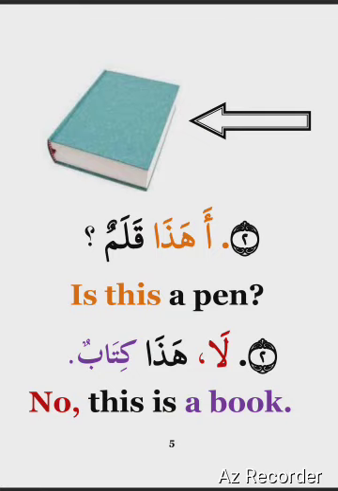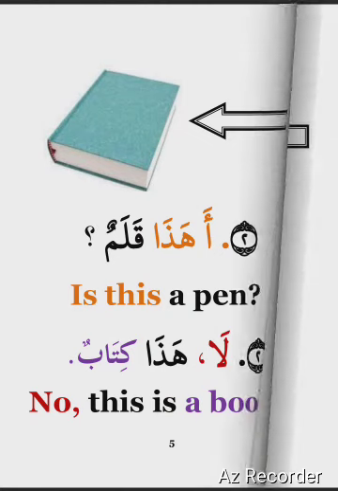You remember that هذا قلم means this is a pen. But in asking question, A must be there. So you must put A for asking question before هذا قلم. أهذا قلم؟ Is this a pen? Now the response, لا, no. هذا كتاب. This is a book. لعلك فهمت. I hope you understand. ما شاء الله.